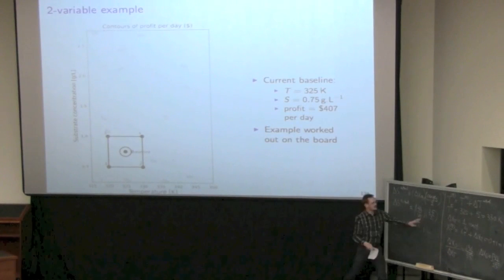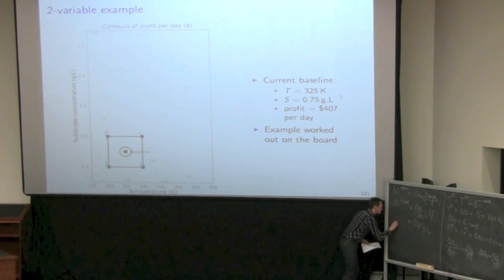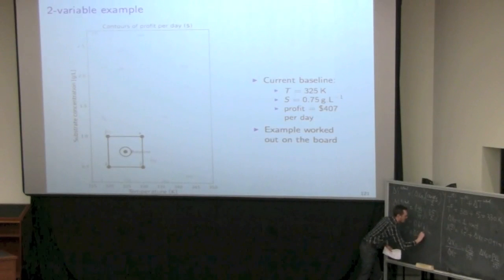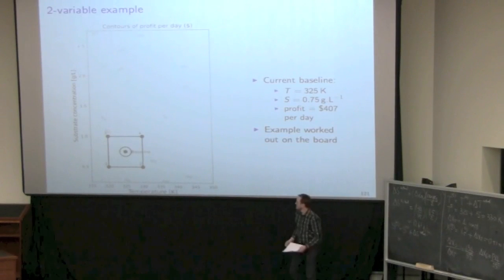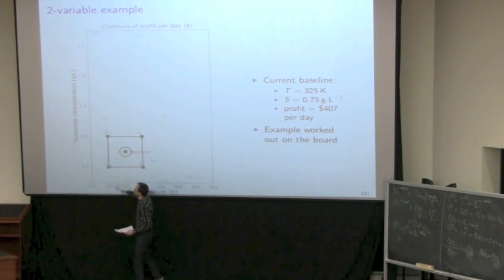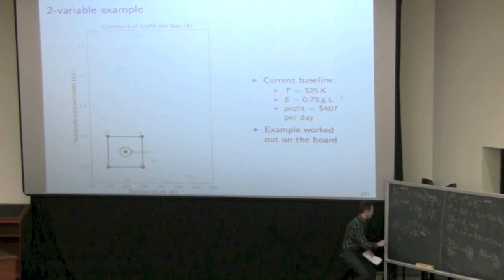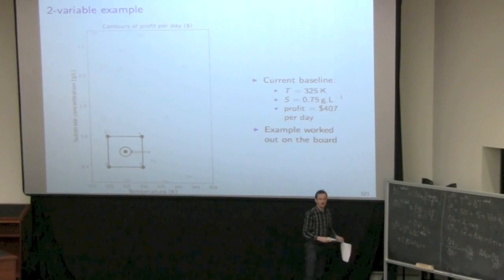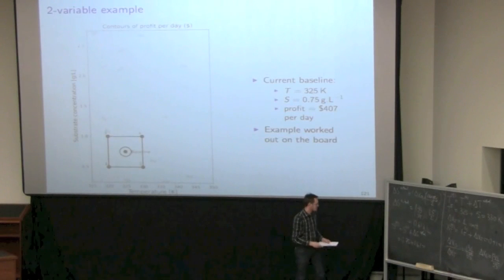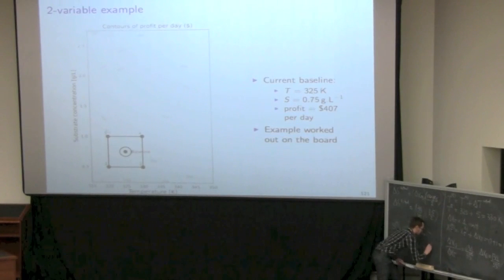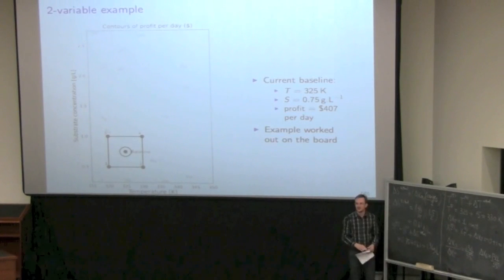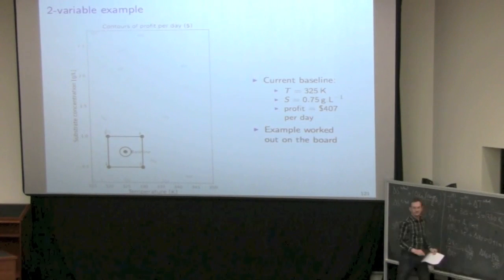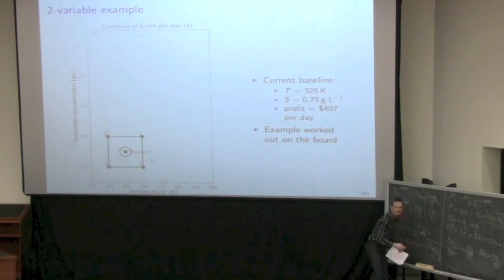And similarly to what I did here before, I can find that S5, which is equal to S naught plus delta S actual, is equal to my base case, my baseline, which is at 0.75 plus 0.61. So my next experiment that I tell my operator to run is at 1.36 grams per liter. So the two values I tell my operator to use for the fifth experiment are 330 Kelvin and 1.36 grams per liter in real world units.